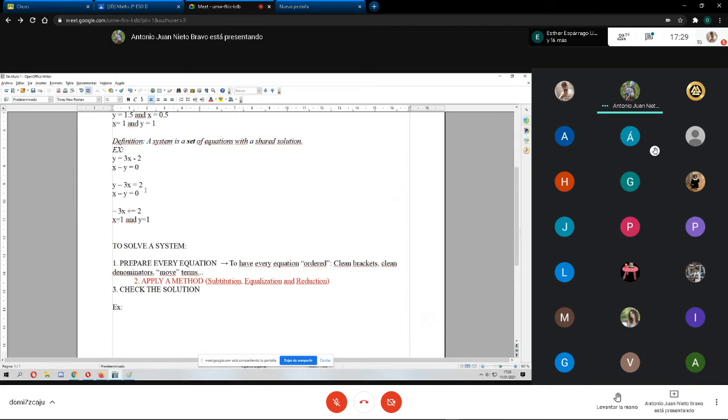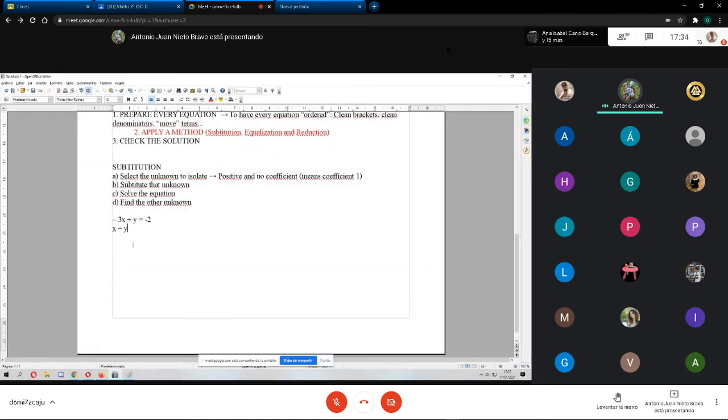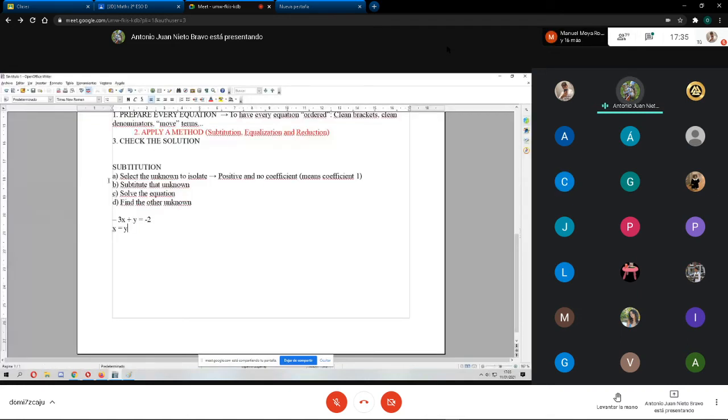Do you understand this step? Because I have isolated the x, or better, I'm going to copy only x. Questions here? Do you understand? x equals y, coming from here. Okay, so x is alone now. We have done the first step. We have selected the unknown to isolate. Now we are going to substitute it.